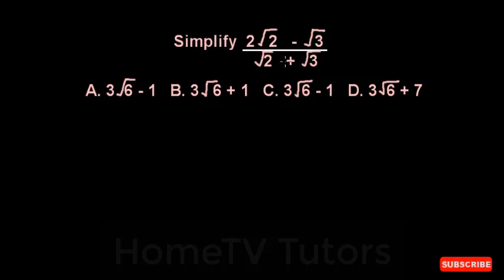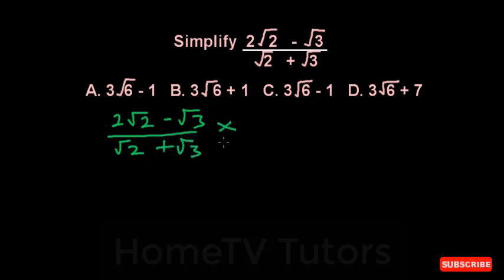Simplify this expression, with the answer options A, B, C, and D. Alright, so we start immediately. 2 root 2 minus root 3 divided by root 2 plus root 3.